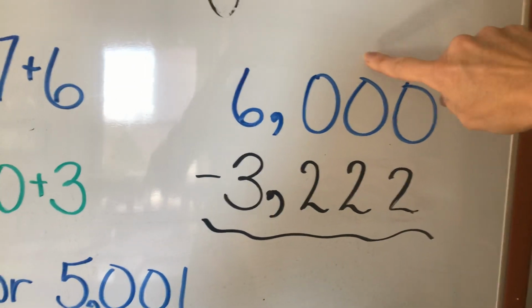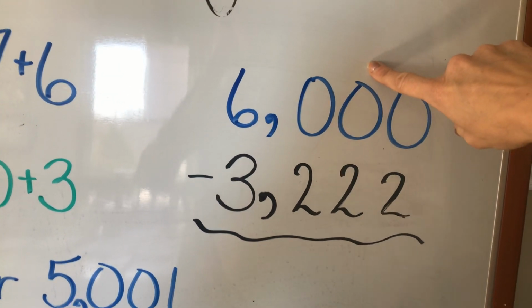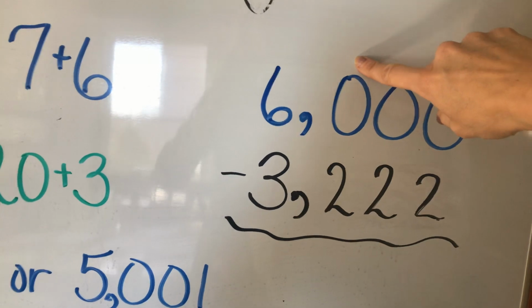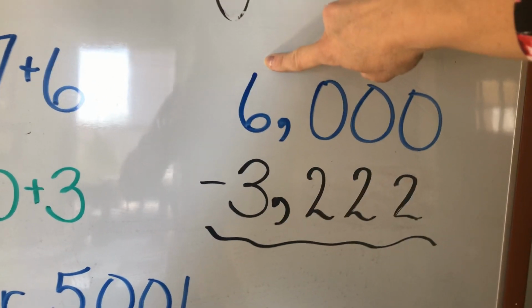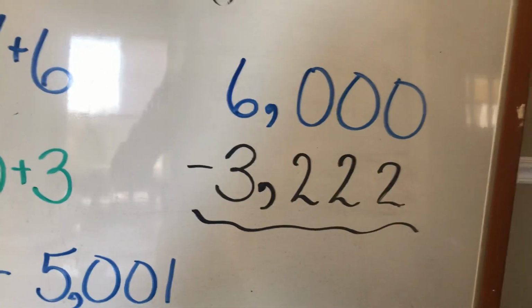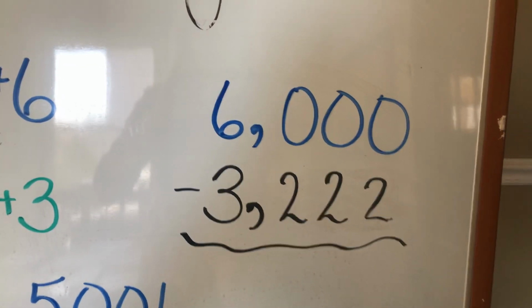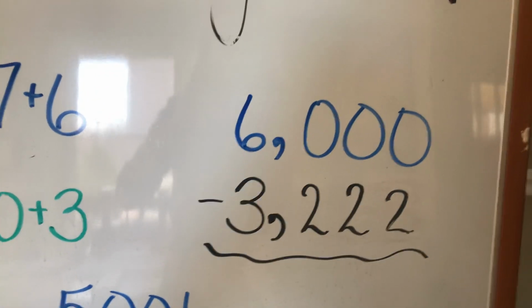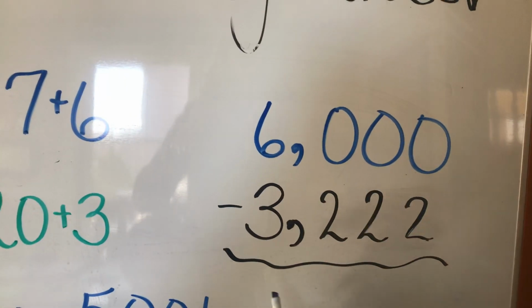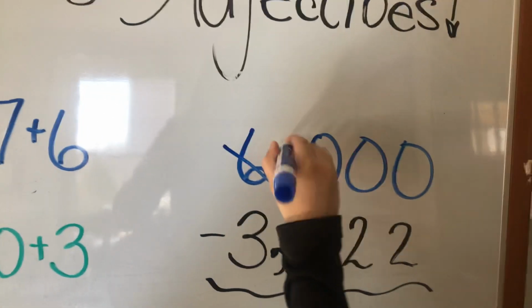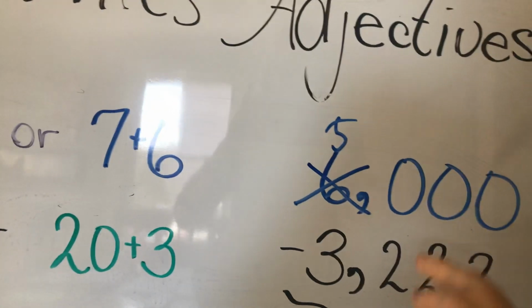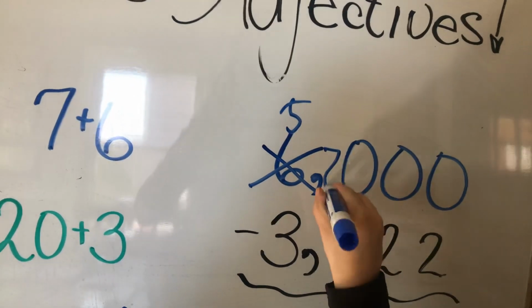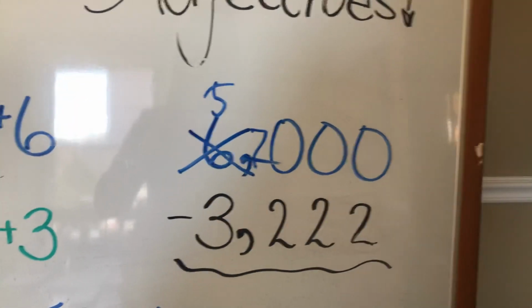No. I go next door. Can I take it? No. Can I borrow from the thousands place? And you all should say yes. So I cross out the 6, because I'm borrowing from it, and I'm left with 5. And now I add, that's 10. Now I have to start over.